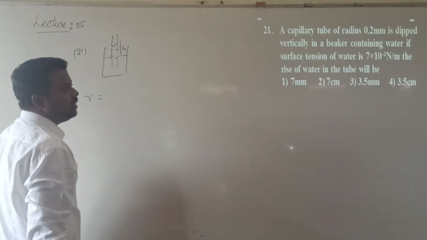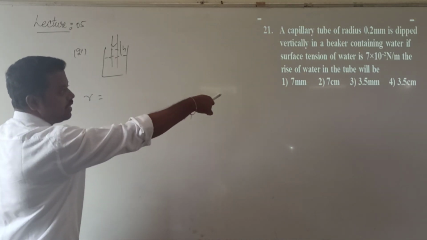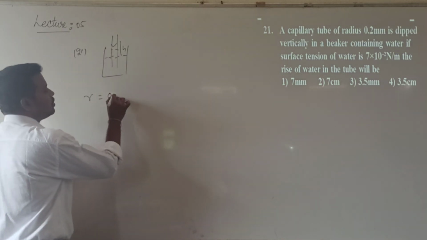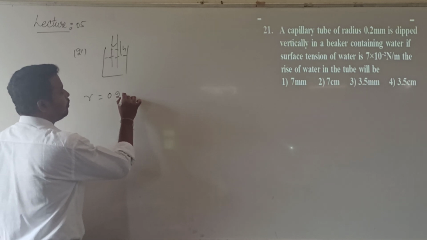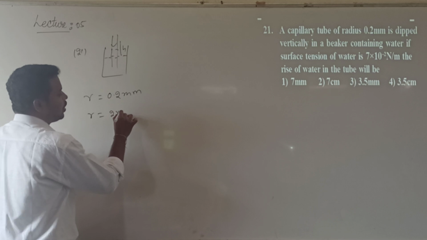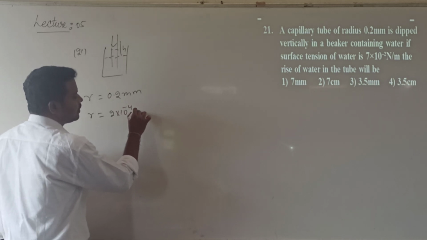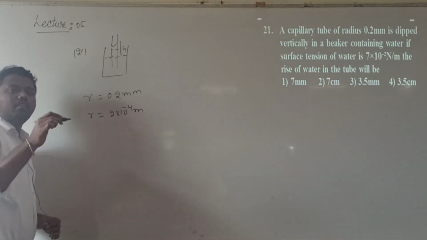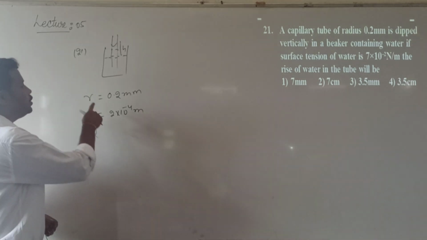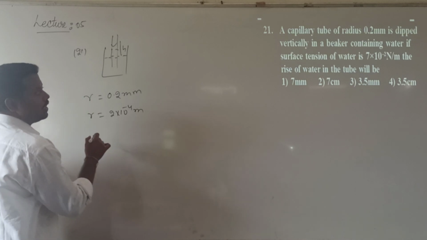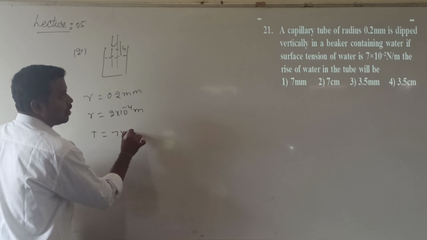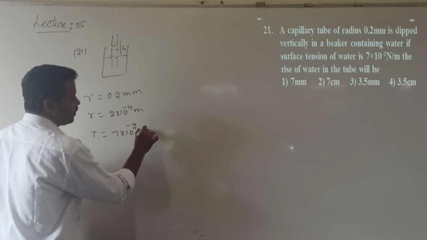All units should be in meters. Here it is in mm, and 7 centimeters like that is given. So the R value is 0.2 mm, so I can write R value as 2 into 10 to the power of minus 4 meters. A capillary tube is a long tube whose length is very large compared with the radius, so the radius is very small. Then the surface tension of water is given, T value 7 into 10 to the power of minus 2 newtons.